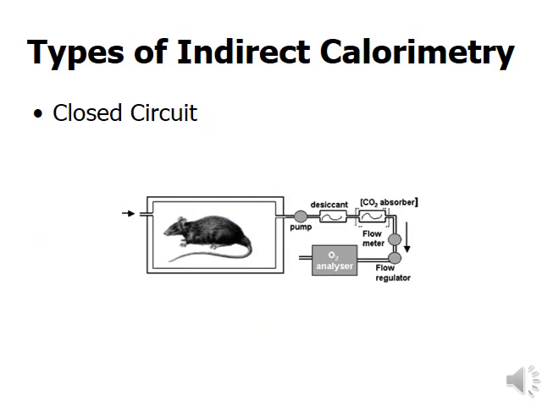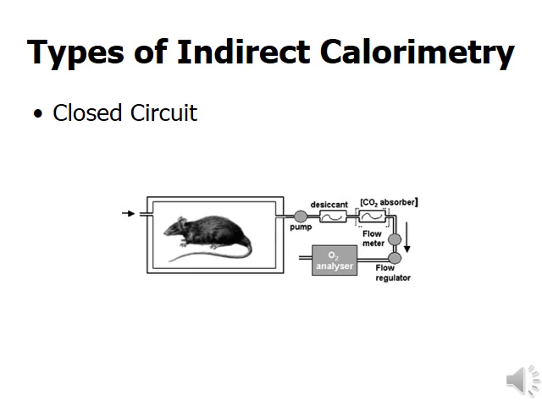There are two major types of indirect calorimetry, closed and open circuit. During closed circuit calorimetry, the subject is connected to a mouthpiece, mask, or endotracheal tube, which is then connected to a spirometer filled with a known amount of 100% oxygen. The subject rebreathes only the gas within the spirometer.